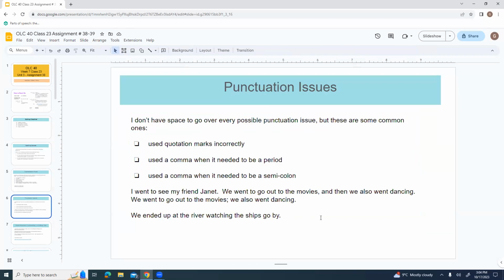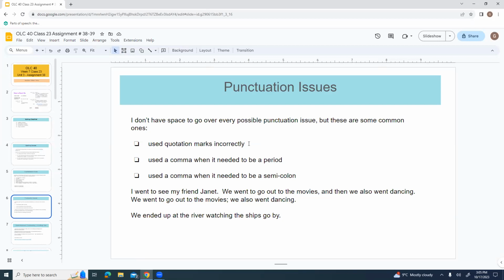Punctuation. I don't have space to go over every single possible punctuation issue, but there are some common ones. It's weird. Something's got fixed in a previous class that I didn't realize. Okay, first of all, using quotation marks incorrectly. That is easy to do because there are so many finicky little rules about quotation marks. So if you're looking at it going, oh, I just don't know, check online, look up the rules. It's totally fine to do that.